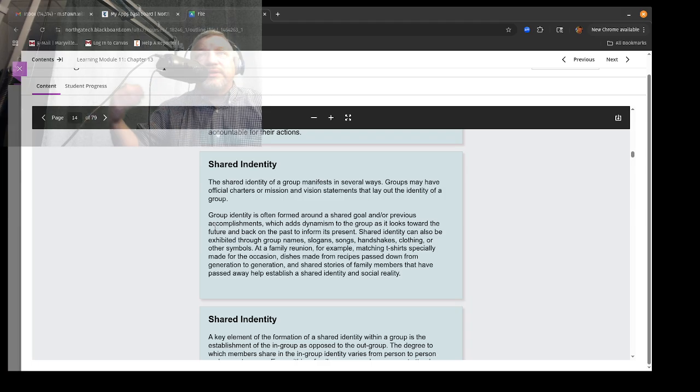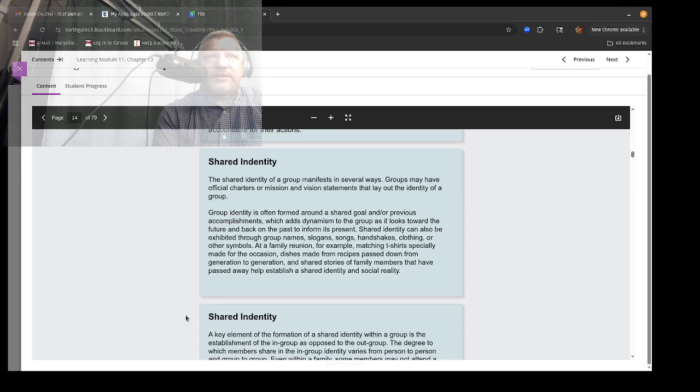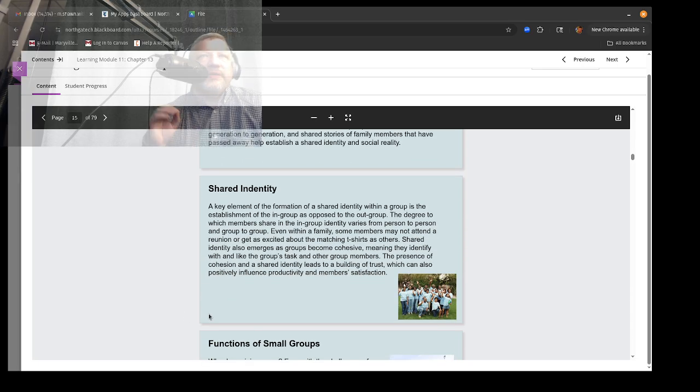Doing certain things in a certain way, reiterating social experiences, talking about the past, events that they've done together, like if it's a group, right? All those are very important to the shared identity of a group. The key element of the formation of that shared identity within the group is the establishment of the in-group as opposed to the out-group. Let's talk about that.